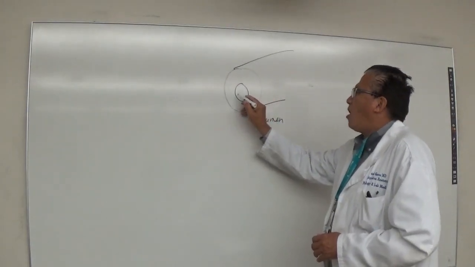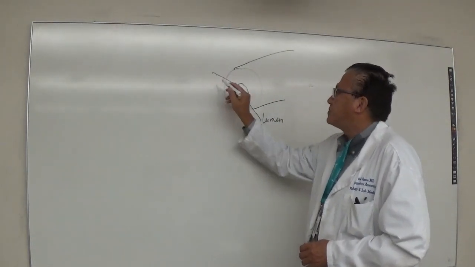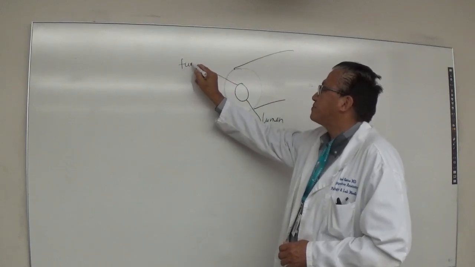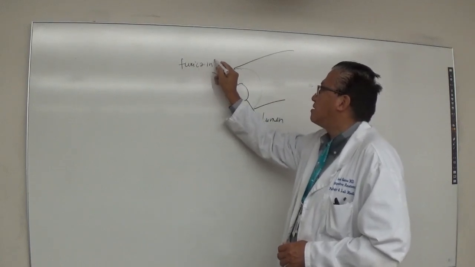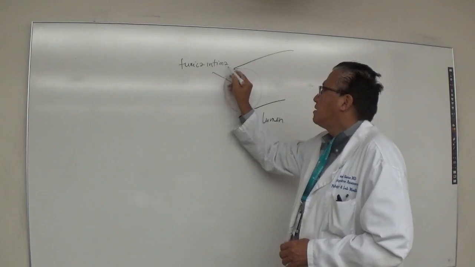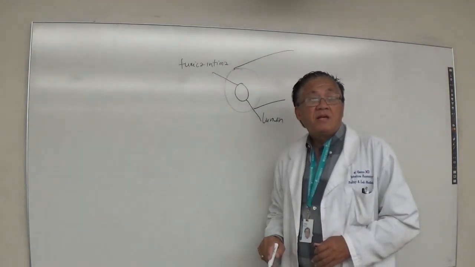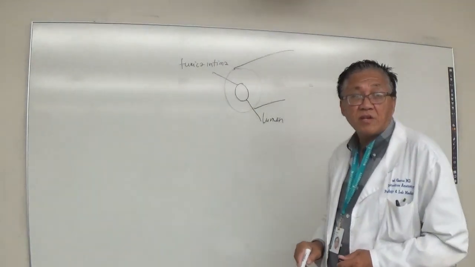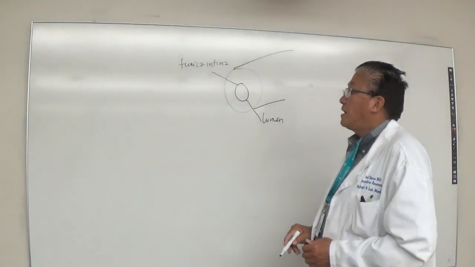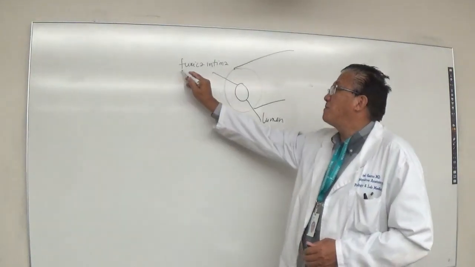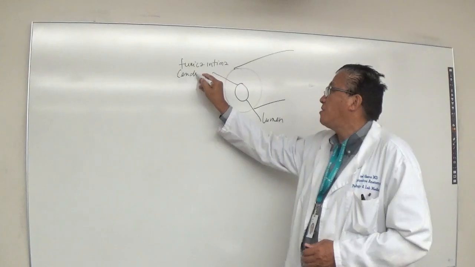The innermost wall, what do you call the innermost wall? Tunica what? Intima. Tunica means layer. Intima refers to the innermost layer. Okay? And what is found in the intima would be what? Endothelium. Okay?